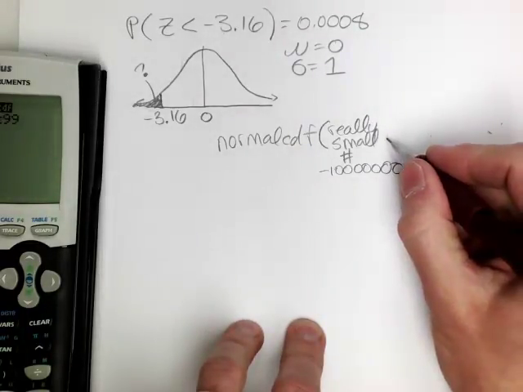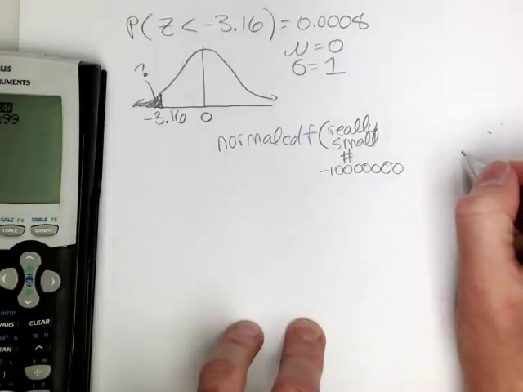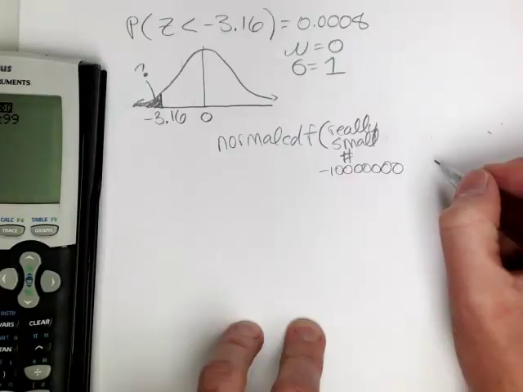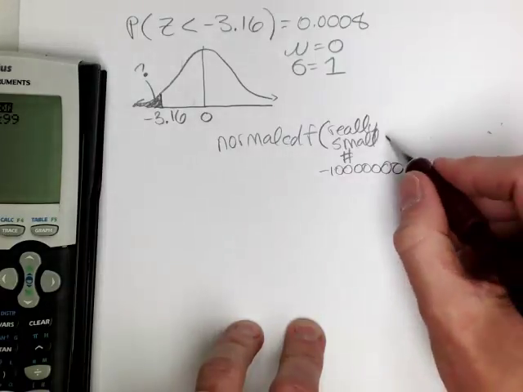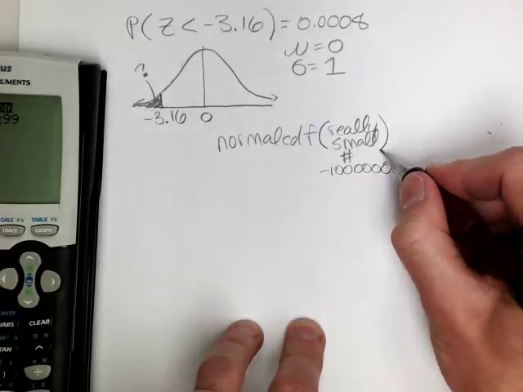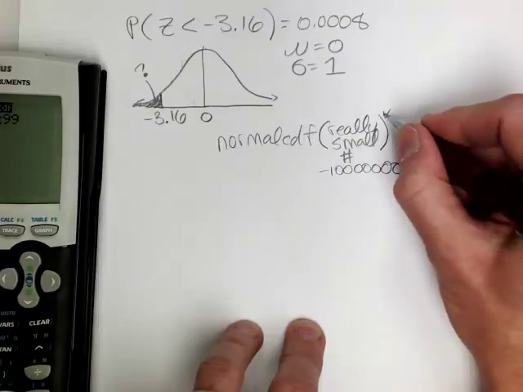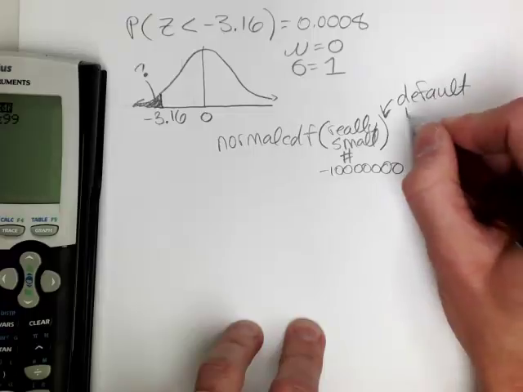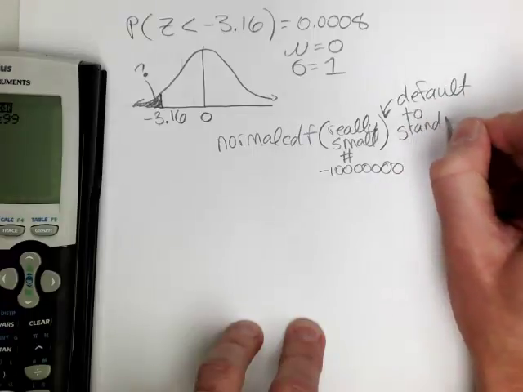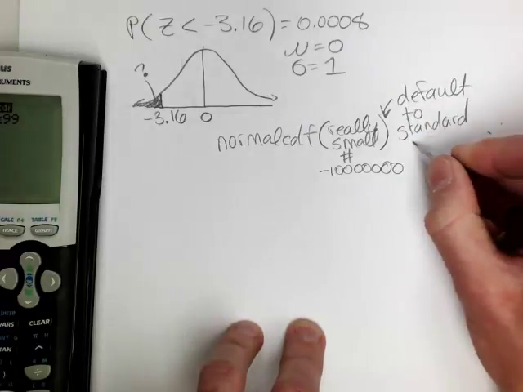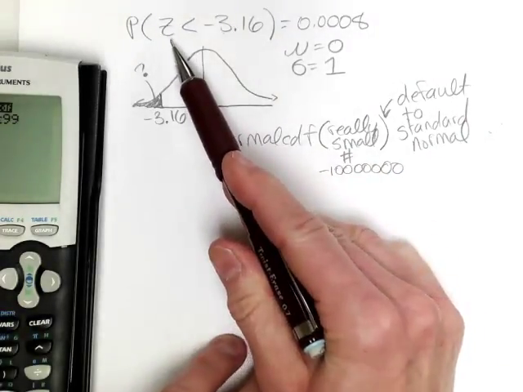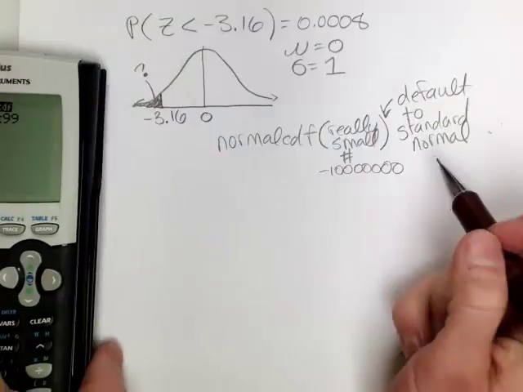Now I know I said there's some more stuff coming. That's in the next section when we cover non-standard normal. But if we went ahead and closed the parentheses right here, closing it tells the calculator we're going to default to standard normal. And we are finding the probability corresponding to a z-score, so we are working with standard normal.